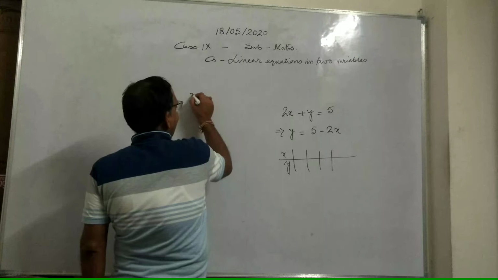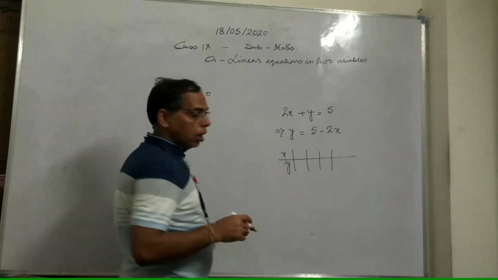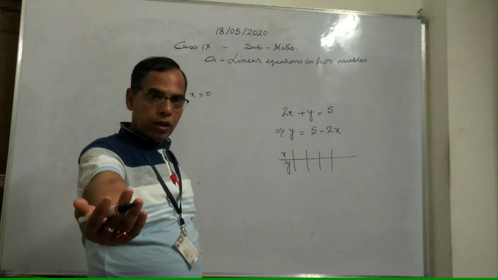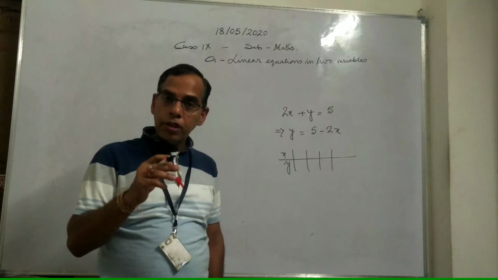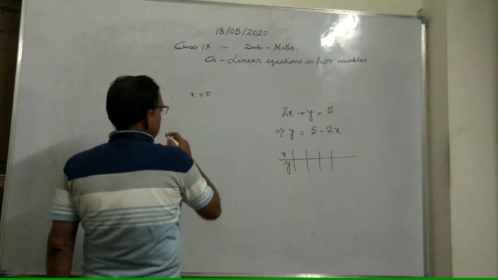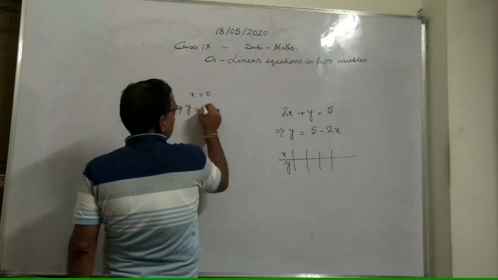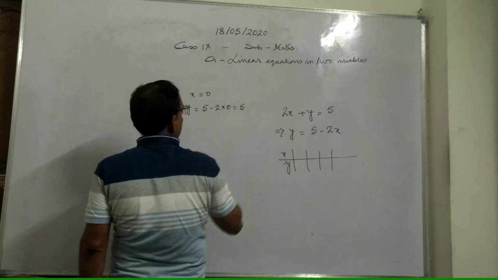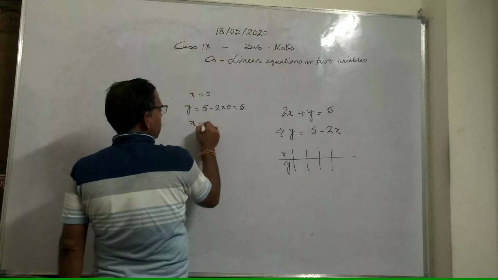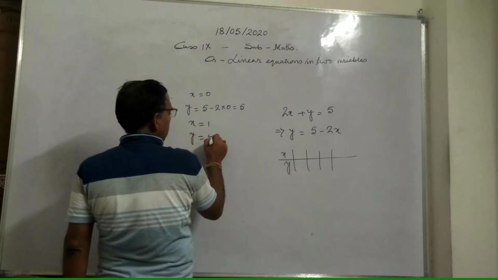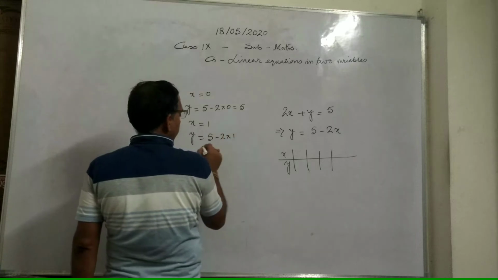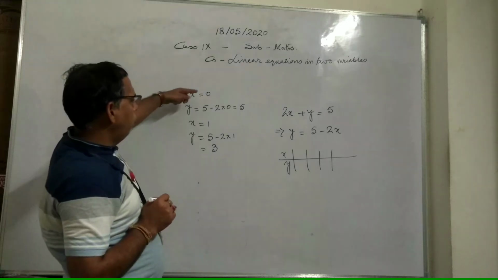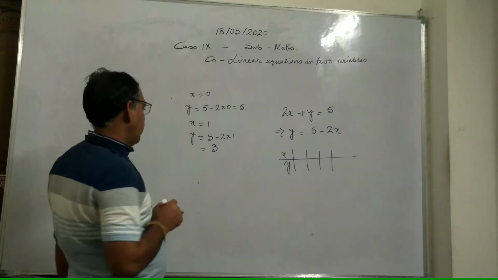Now suppose x equals 0. Remember one more thing, whichever variable is on the right hand side of the equation, the value of the other you have to consider first because it is a dependent equation. So x equals 0. Then what is y? y equals 5 minus 2 into 0, equals 5. Suppose x equals 1. Then y equals 5 minus 2 into 1. Then what is that? 3. Okay? So the more the value of x, the less the value of y.